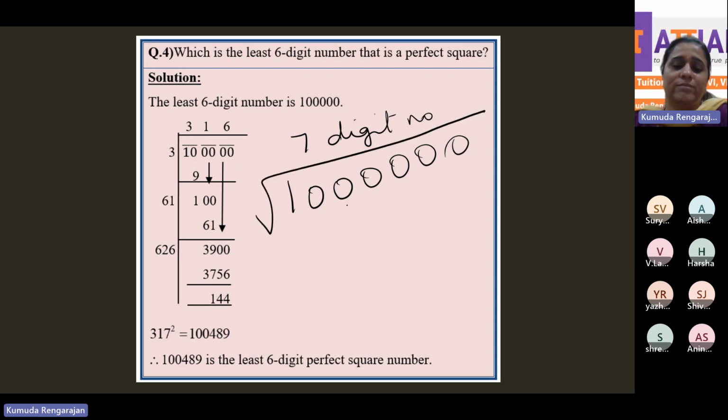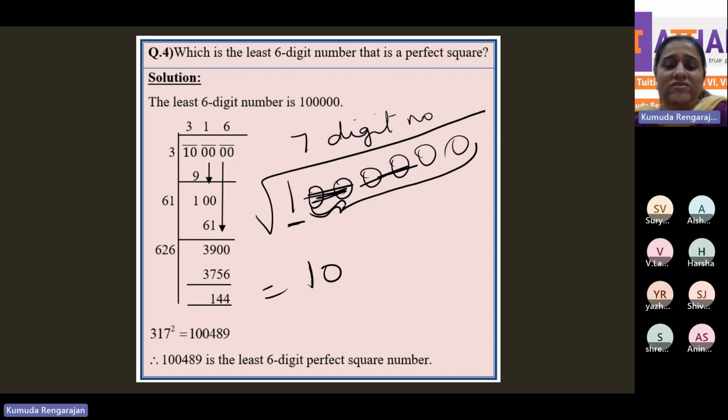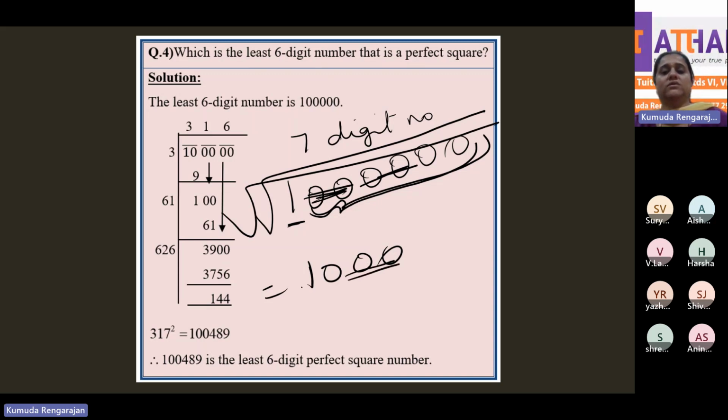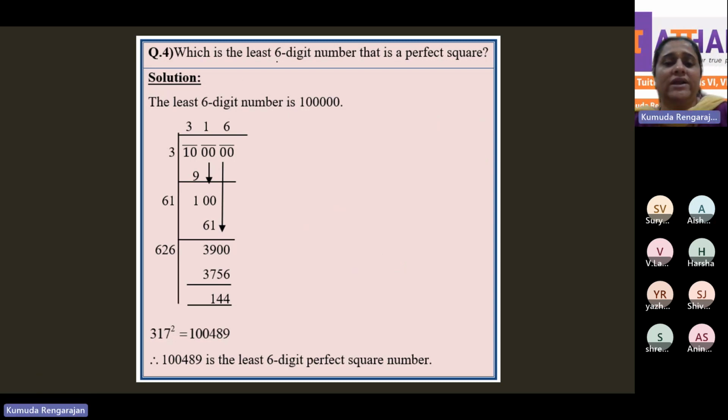What is the square root of this number? The square root of 1 is 1. And this number has 6 zeros. It's not like 2 zeros, 1 zero out. We have 6 zeros here, so half the number of zeros will come out. So 3 zeros out. The square root of this number is 1000. So the smallest 7-digit number itself is a perfect square, so this question cannot be asked. So the test question is: find the smallest 8-digit number which is a perfect square.